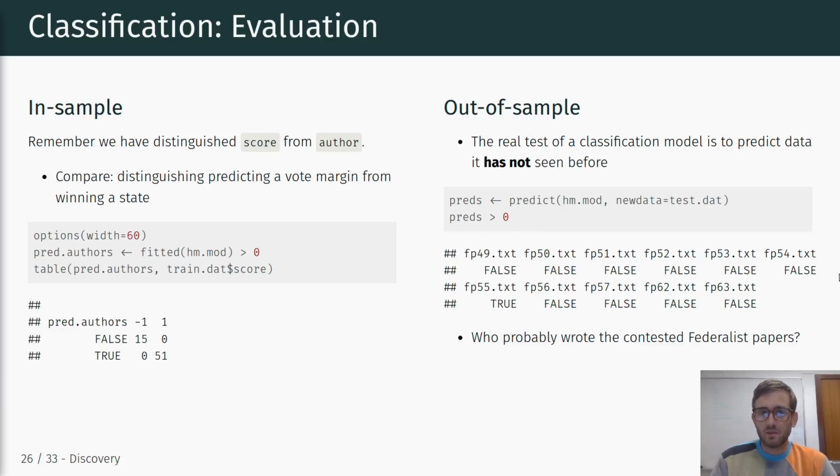And so we see that, out of the 11 essays, this is now the output here, only one is predicted to be written by Madison. All others are predicted to be written by Hamilton. So who probably wrote the contested Federalist Papers? According to this model, at least, the prediction would be that most of them were written by Hamilton.